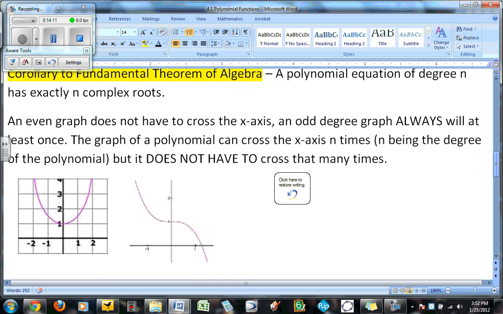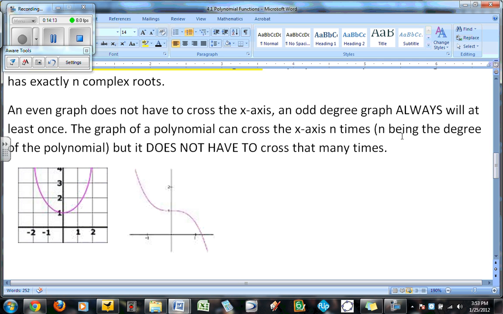So this next paragraph here is kind of thinking through that corollary a little bit more. It says an even graph does not have to cross the x-axis. Notice this is an even graph right here. It's a parabola, right? It's like graphing y equals x squared plus 1, where we moved it up 1. So an even graph will not have to cross the x-axis. Therefore, it won't always have a real root. But an odd one will have to. The odd graphs are always the disco dancer graphs, like x to the third. It's always going to cross. So something to the odd power will always have at least one real root, but the graph of an even one doesn't have to.